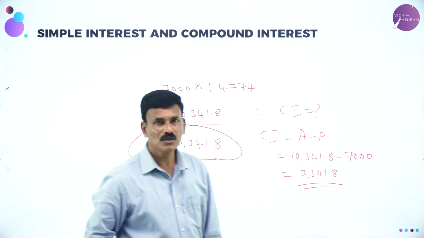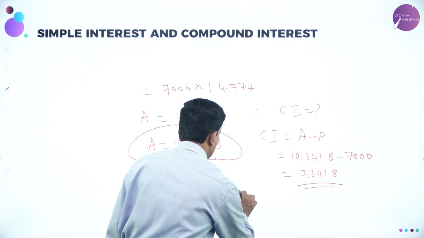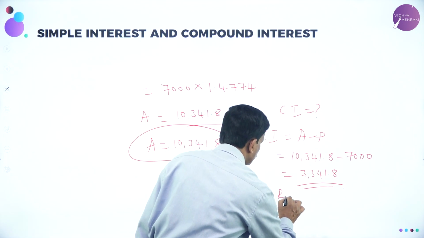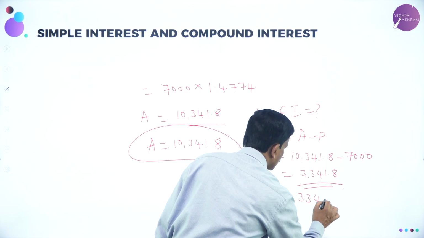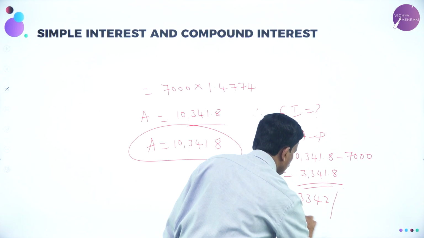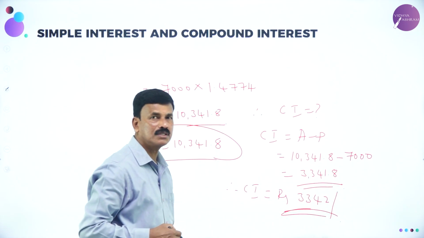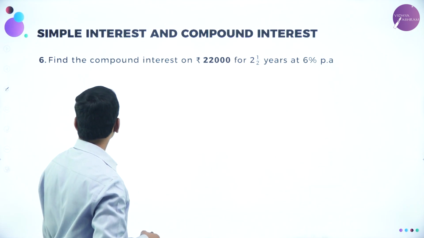That's it. Hope you followed. So therefore, the compound interest is equal to rupees 3,342. That's it. This is the compound interest. Now move on to the next problem.